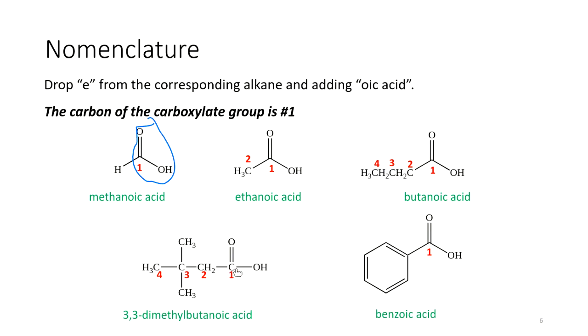And then we have this aromatic carboxylic acid, benzoic acid. And you'll be doing aromatic chemistry. I think that's our last topic if we get to it. And then you'll look more at aromatic structures. So we just drop off the E and we add oic acid.